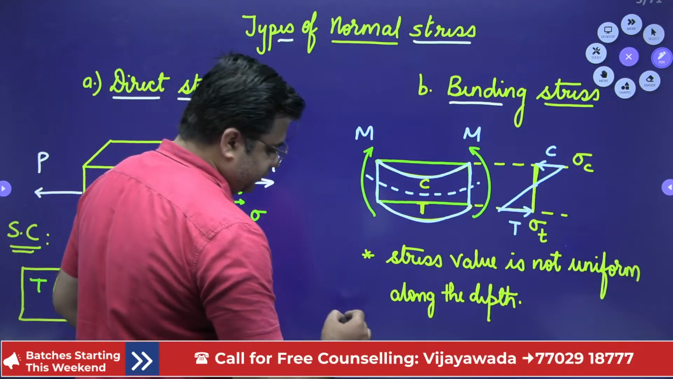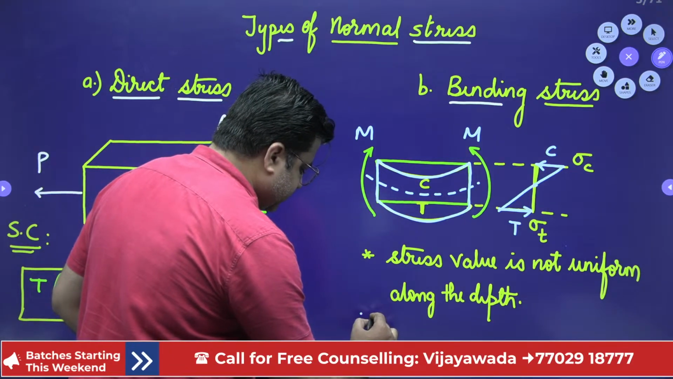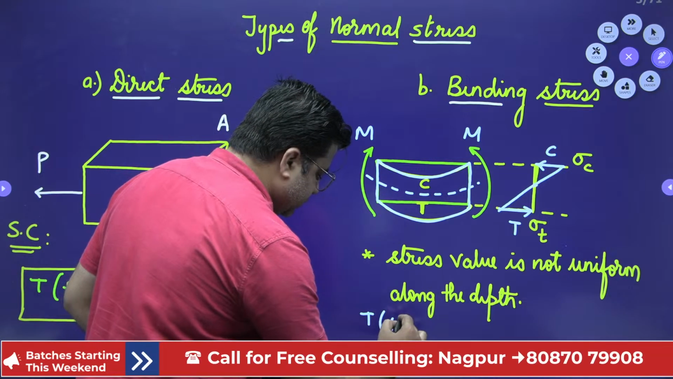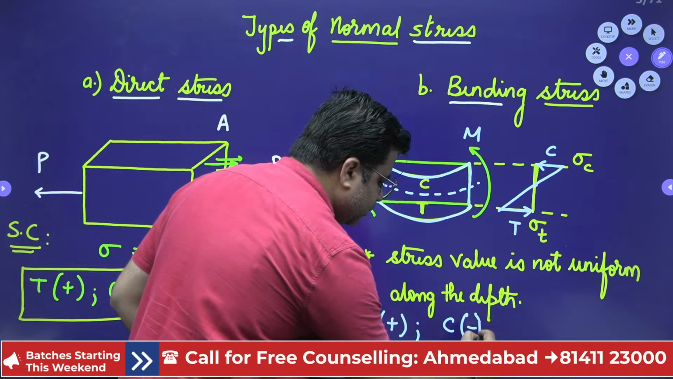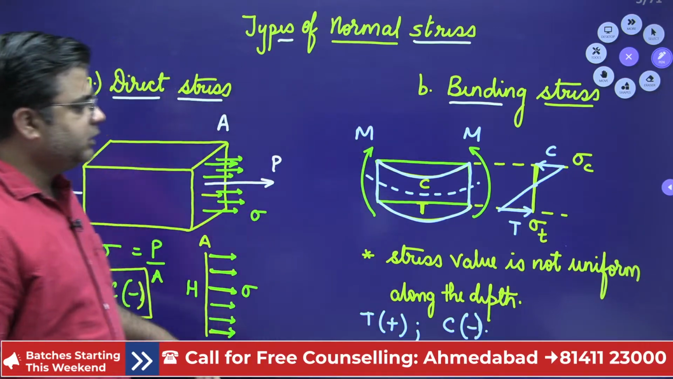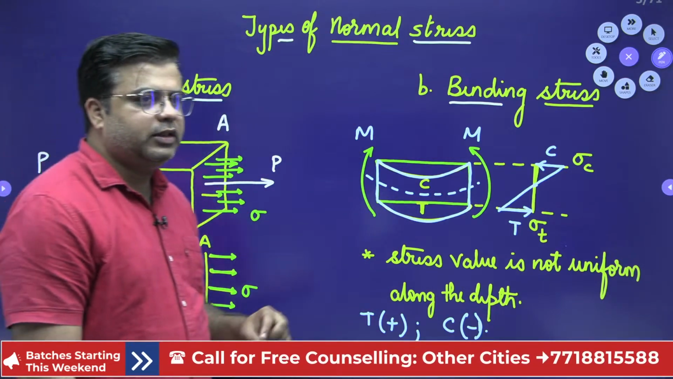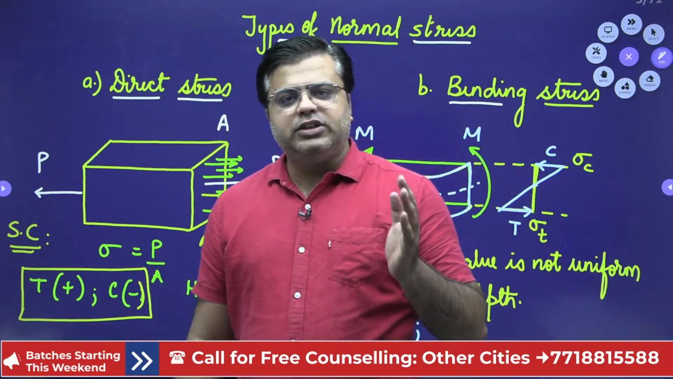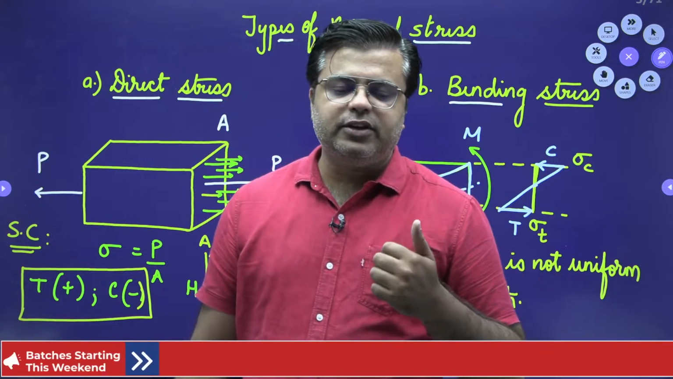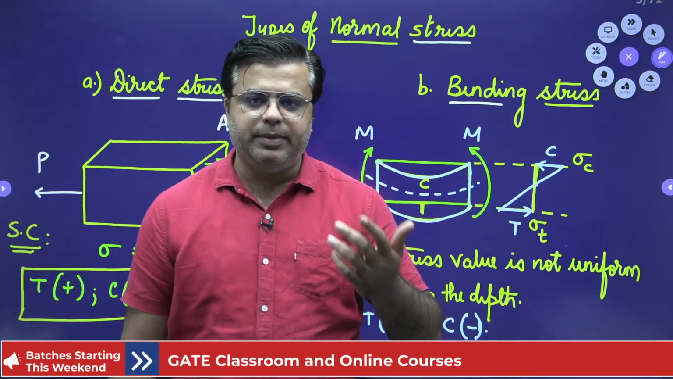I'll write here. Tension is positive and compression is negative. So this is the basic sign convention for the normal stress and the bending stress, right? Talking about the shear stress, we are going to see the entire theory of shear stress in the upcoming sessions.